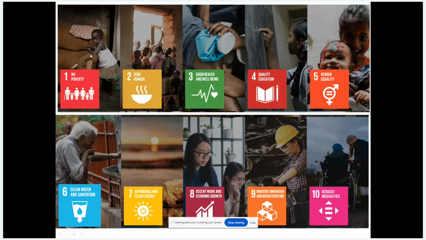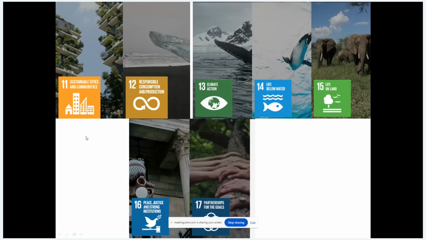First is no poverty. Second is zero hunger. Third is good health and well-being. Fourth is quality education. Fifth is gender equality. Sixth is clean water and sanitation. Seventh is affordable and clean energy. Eighth is decent work and economic growth. Ninth, industry, innovation and infrastructure. Tenth is reduced inequalities. So these are, by their names, self-explanatory, and we have to cover a lot of the presentation, so we are just going by their names.